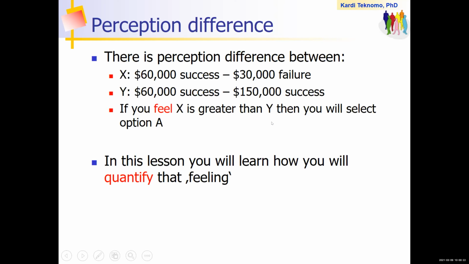So there is a perception difference between A and B, right? X is 60,000 success minus 30,000 failure, okay? And Y is 60,000 success minus 150,000 success. So if you feel X is greater than Y, then you will select option A, okay? In this lesson, you will learn how to quantify your feeling.